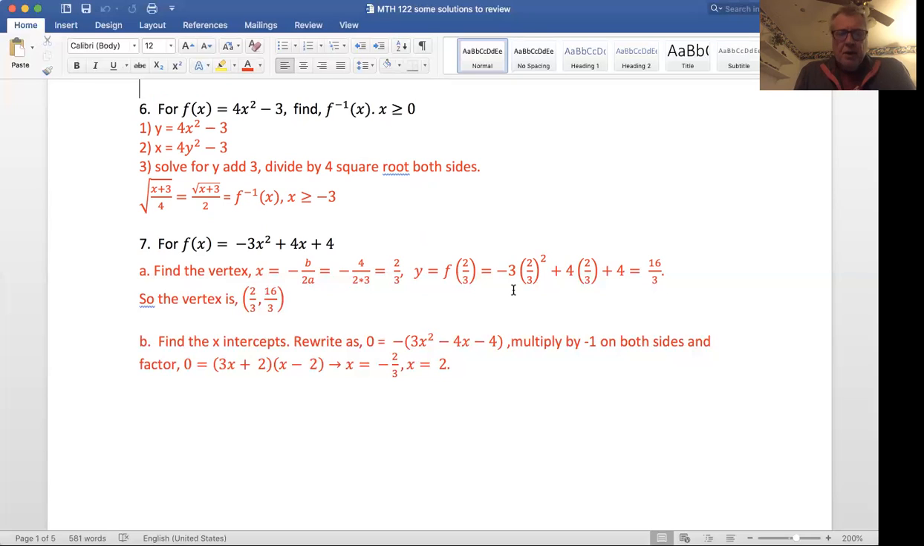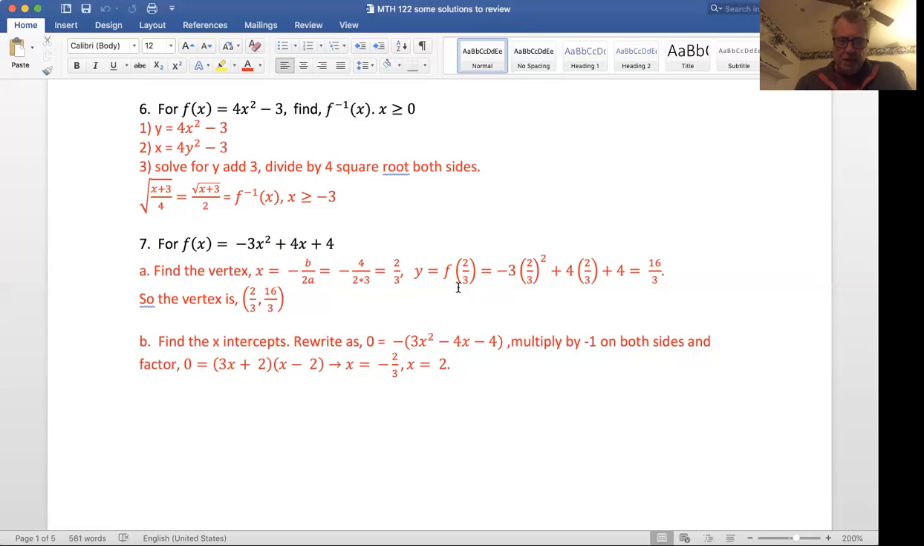And then we take a look at f of x equals minus 3x squared plus 4x plus 4. The first thing we're going to do is find the vertex. So x is equal to minus b over 2a at the vertex. So b is 4, a is minus 3. So we actually have minus, minus.